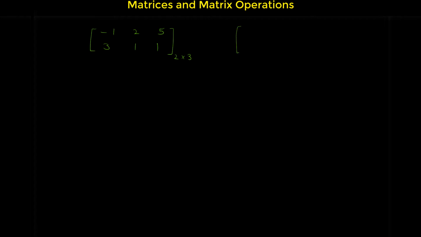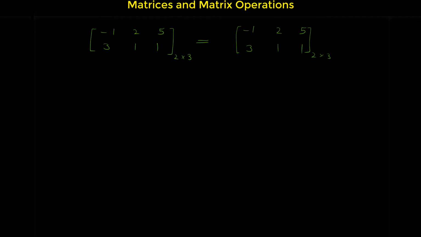A second matrix equals this matrix if, first of all, the size is the same, so this should be 2 by 3. And also the elements of this matrix should be exactly the same as that matrix. Which means that we can only have -1 here, 2 here, 5 here, 3 here, 1 and 1. So it's obvious what it means that two matrices are the same: if all the elements are the same, the size is the same, everything is the same. This means the two matrices are equal.